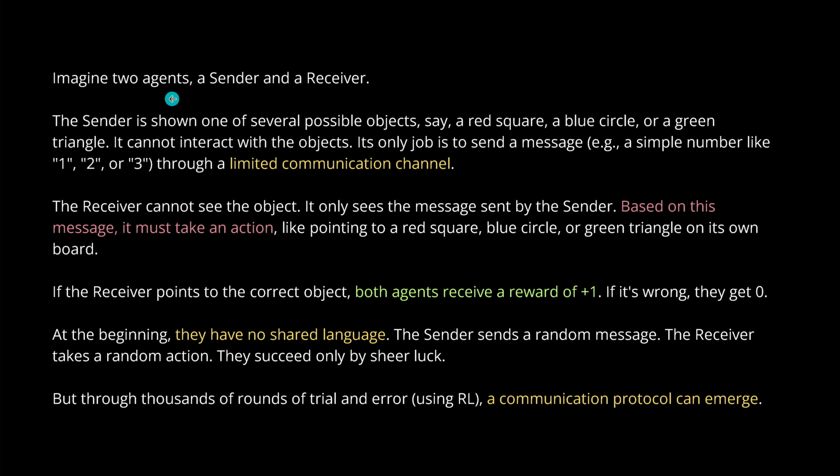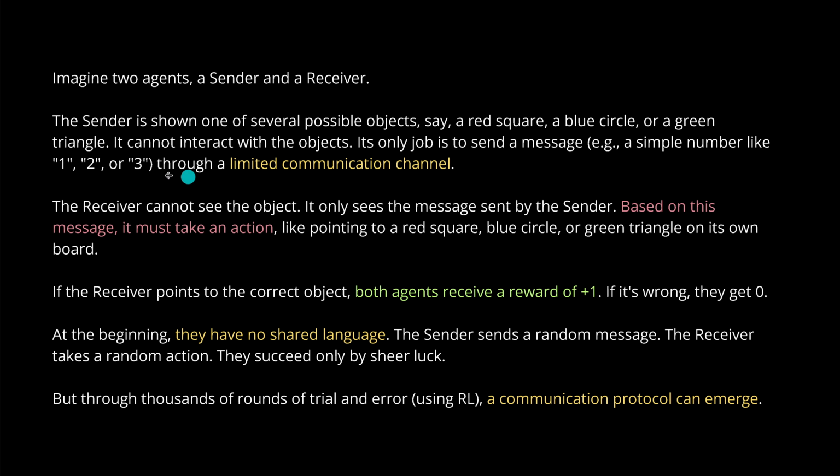Imagine two agents, and you know this from philosophy or history or logic or signal theory. You have a sender and a receiver. The sender is shown one of several possible objects, a red square, a blue circle, whatever. But it cannot interact with these objects. Its only job is to send a message, a simple number, through a limited communication channel.